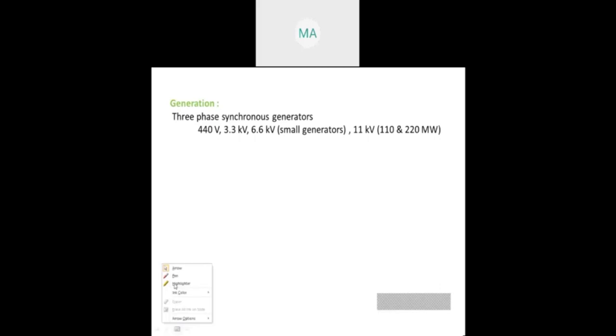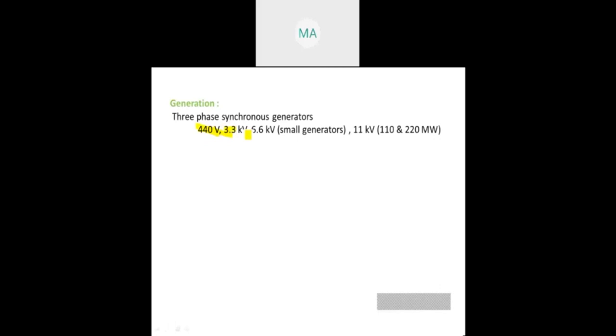If you want to use a three-phase generator, that is 440 volts. If you are using it for industrial purposes, for a plant, they are using 3.3 kV, 6.6 kV and 11 kV.